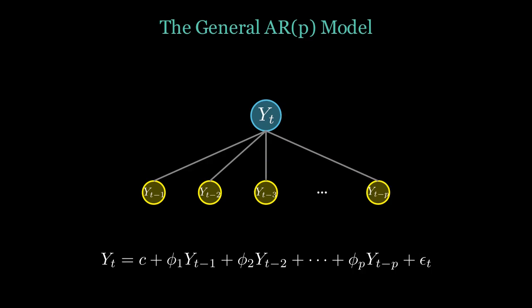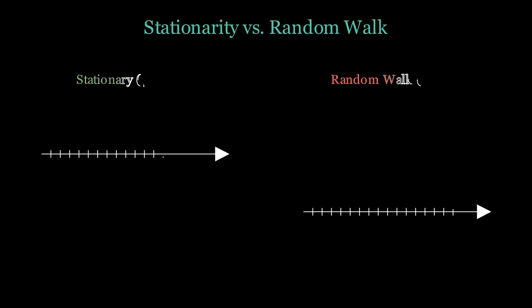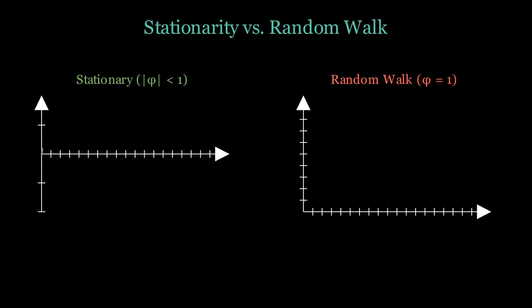A crucial concept in AR models is stationarity. For an AR model to be useful for forecasting, its statistical properties, like mean and variance, must be constant over time. If the coefficient phi in an AR(1) model is equal to or greater than 1, the system explodes or wanders off infinitely, creating what we call a random walk. This is common in stock prices, which is why predicting the market is so notoriously difficult.